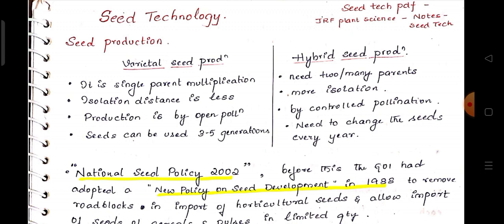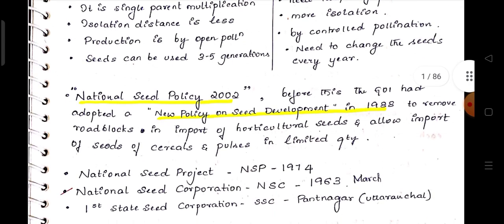So in varietal seed production, isolation distance is less, whereas under hybrid seed production, it is more. Production is by open pollination under varietal seed production, and controlled pollination is practiced under hybrid seed production. Seeds can be used 3 to 5 generations, even many generations under varietal seed production, whereas every year we should change the seed under hybrid seed production.